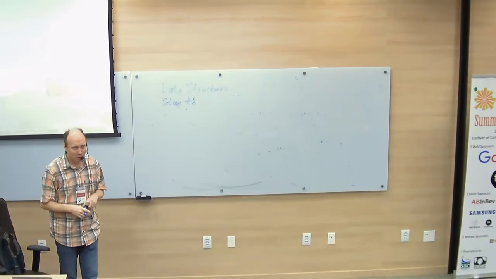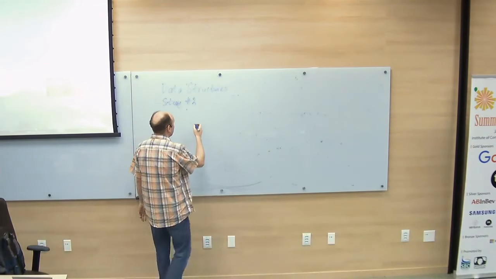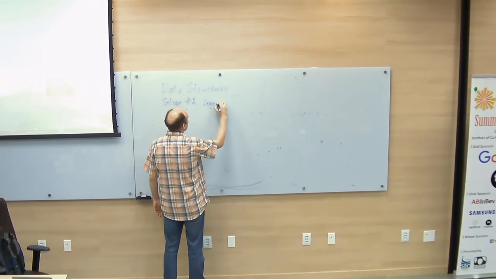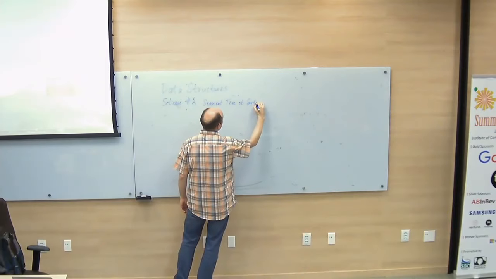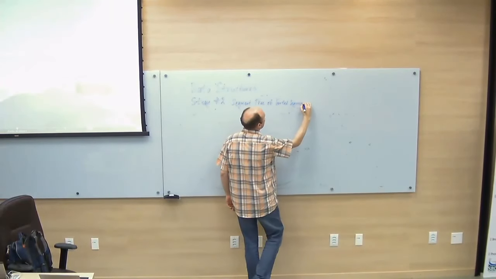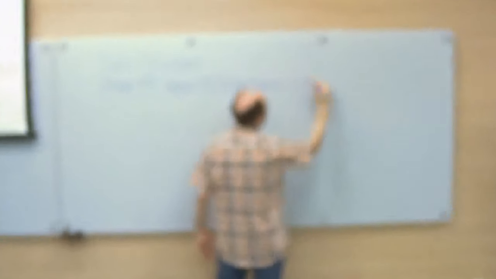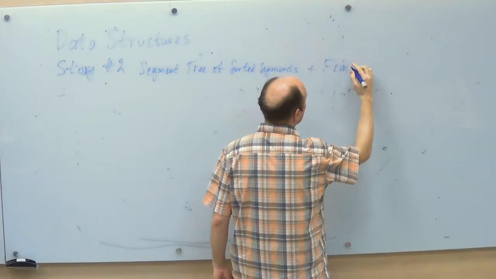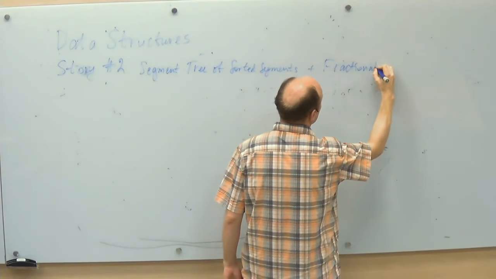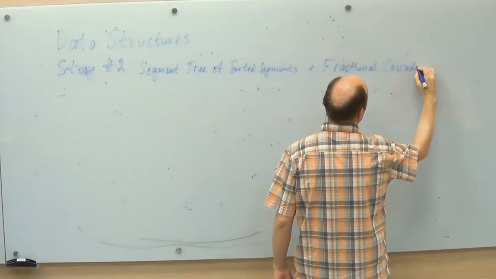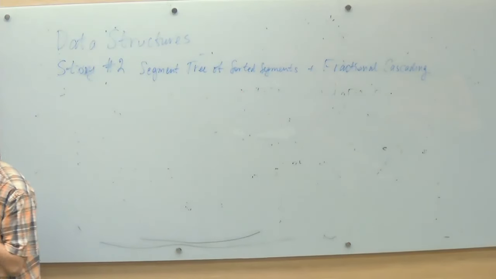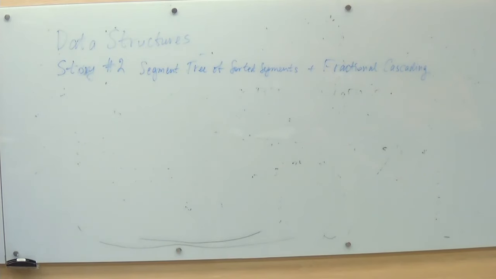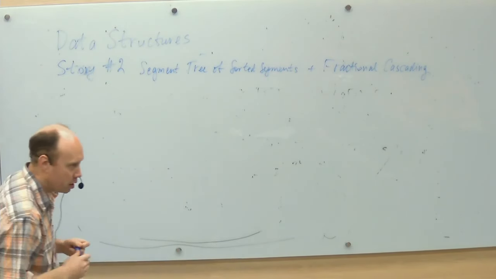Okay, the second story for today will be segment tree of sorted segments and fractional cascading. It is also sometimes called a merge sort tree.